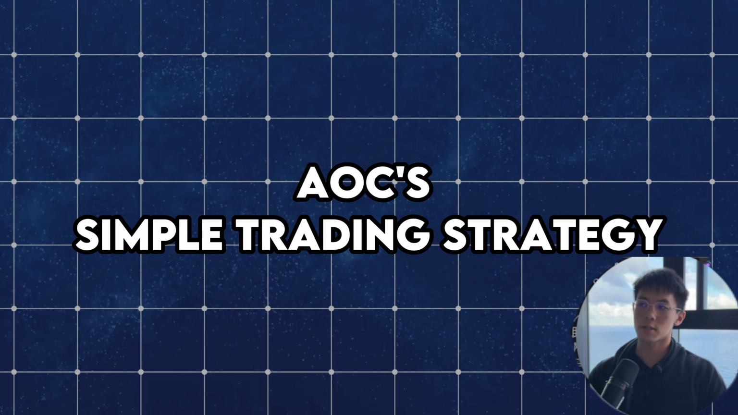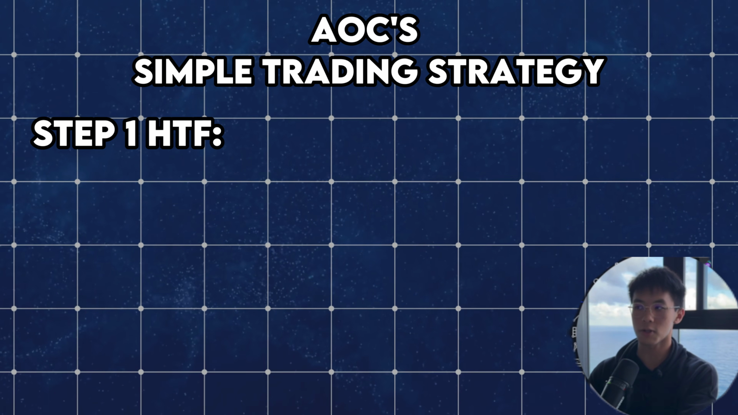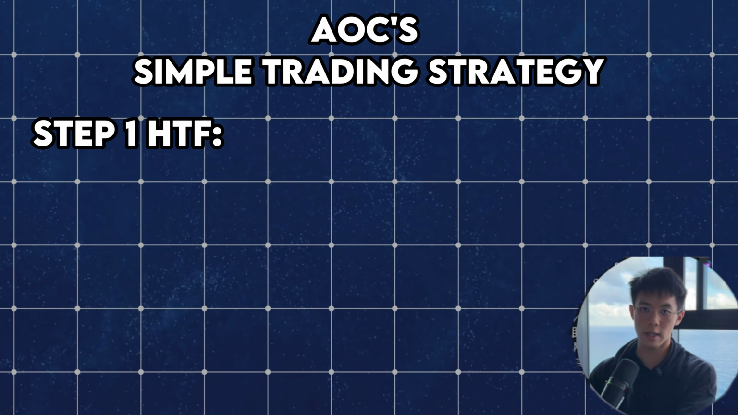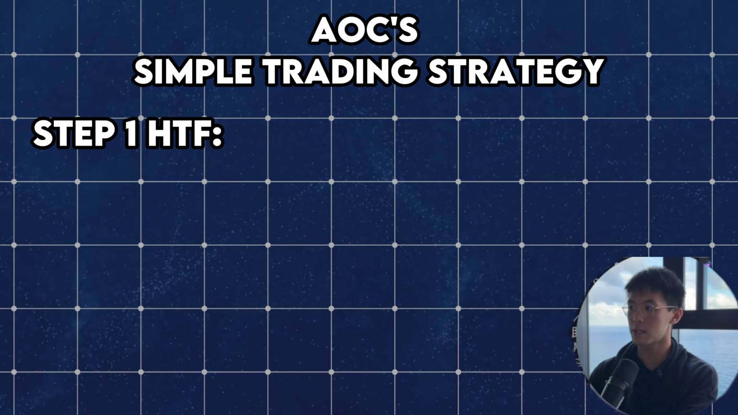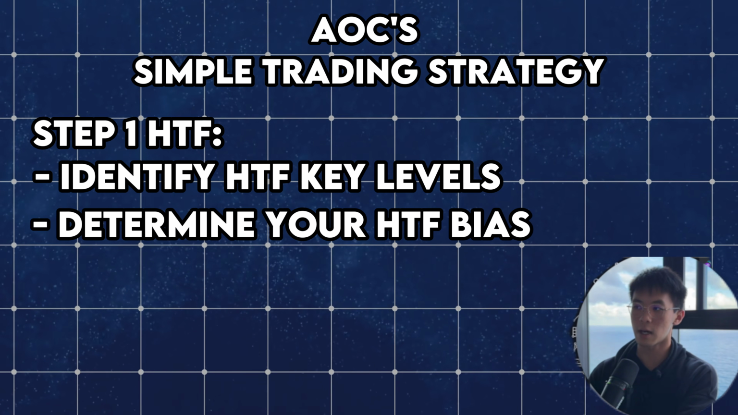So we can break down this trading strategy into 3 very simple steps. Step 1 involves the use of some kind of higher time frame, and the thing that we're trying to accomplish on this higher time frame is to identify higher time frame key levels and then use those key levels to determine the higher time frame bias.